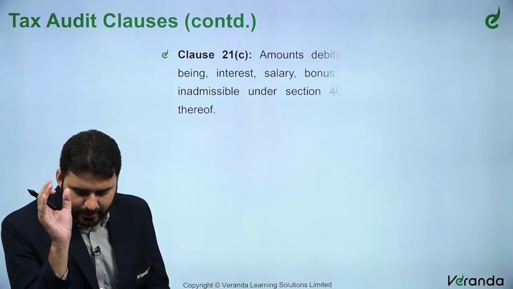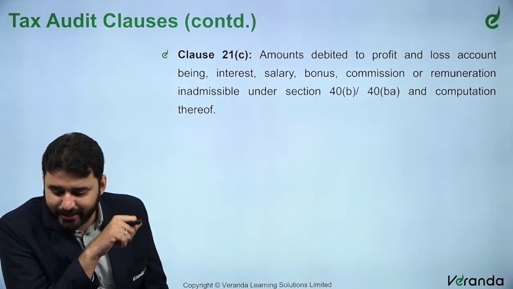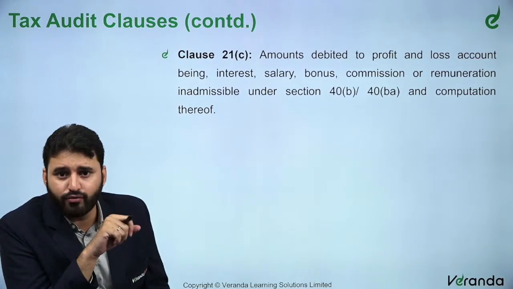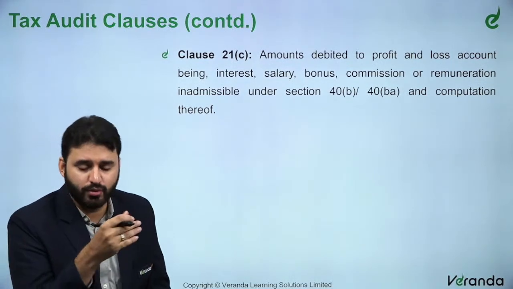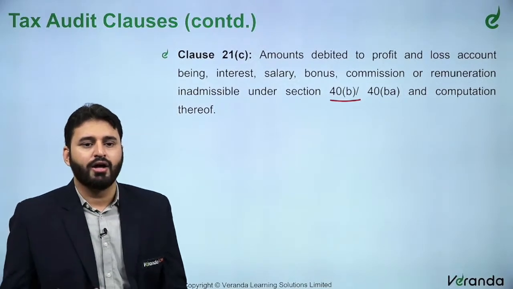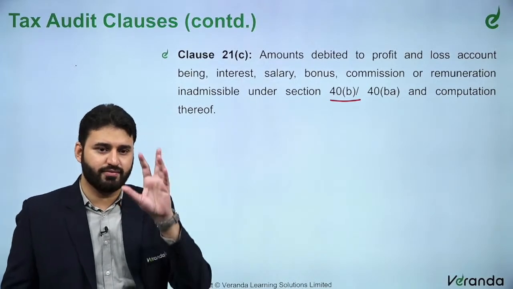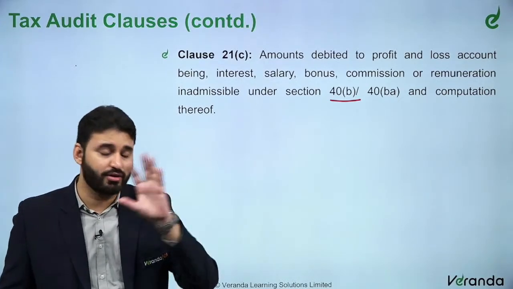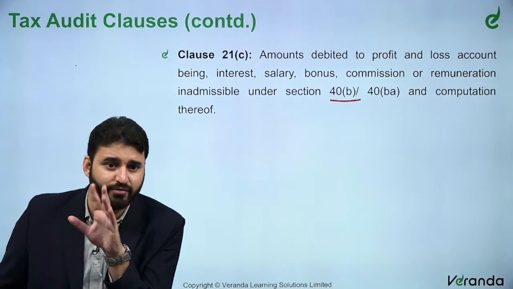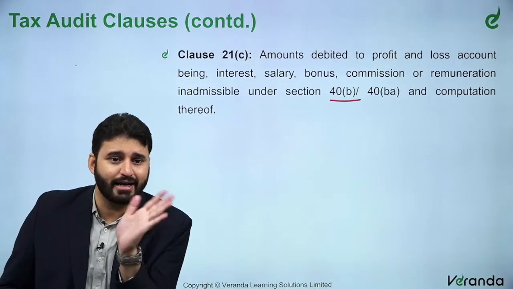Subclause 5. Clause 21C, amounts debited to the P&L being interest, salary, commission or remuneration inadmissible under section 40(b) or 40(ba), and computation thereof. I am sure you will know about 40(b). If you are a partnership firm or an LLP, your partners' remuneration has a limit: 90% of the first 3 lakh rupees of book profit, or 1.5 lakh, whichever is higher, and then 60% for the remaining. More than that is completely disallowed.